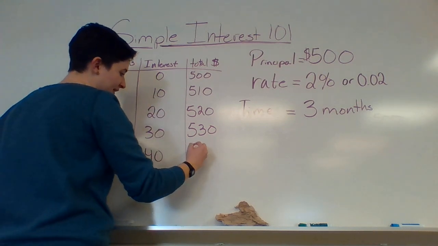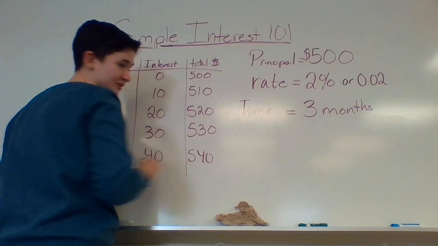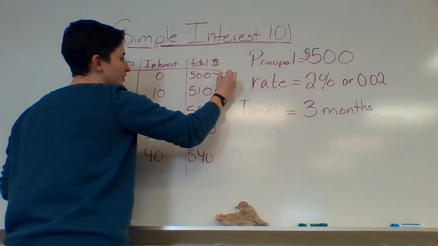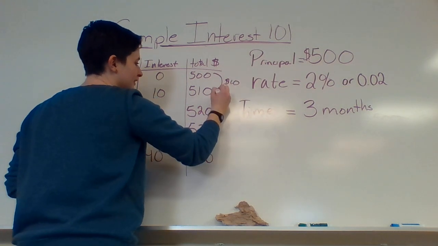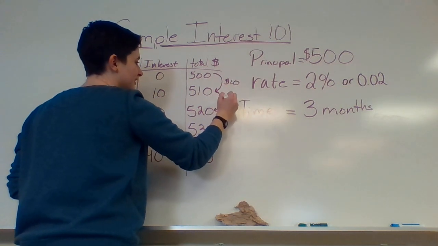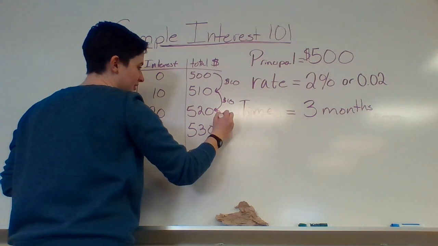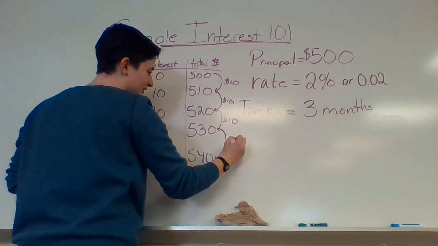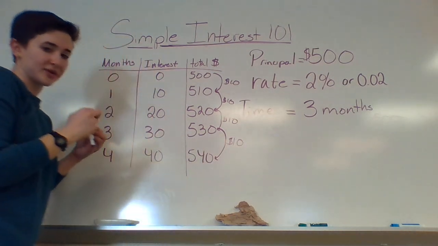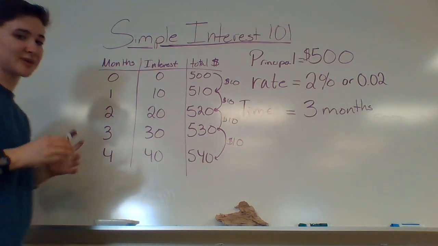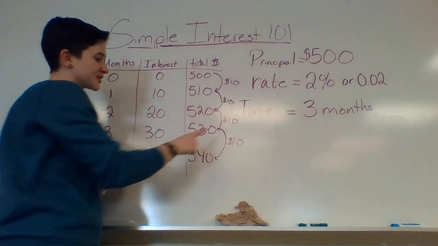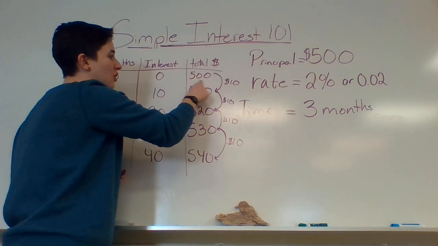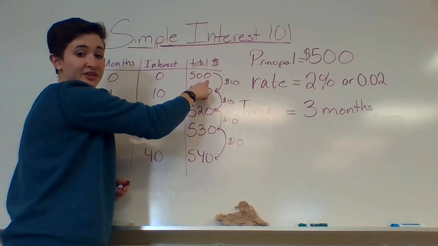Okay? And that's $540. If we take a look at this, from here to here we've added $10. From here to here we've added $10. From here to here we've added $10. And from here to here we've added $10. This is important because this is what is so special about simple interest. The interest does not change even though I now have more money in my account. It's always going to be based off that initial $500.